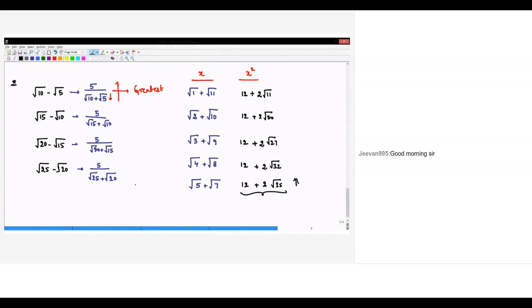So they may give you in the form of root a plus root b or root a minus root b. So how do you decide it? If it is a minus b, you rationalize it. If a minus b is constant, you rationalize it. If a plus b is constant, you simply square it. Okay, we simply square it in case the sum is constant. We rationalize it in case the difference is constant, right?